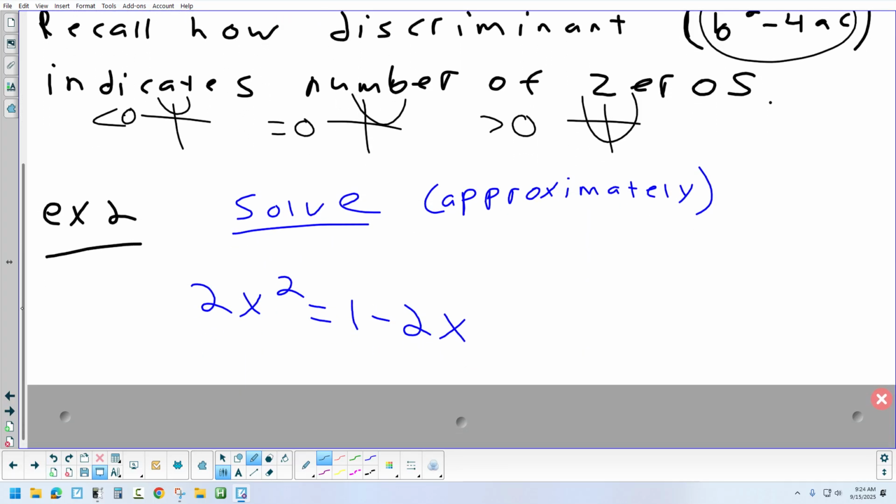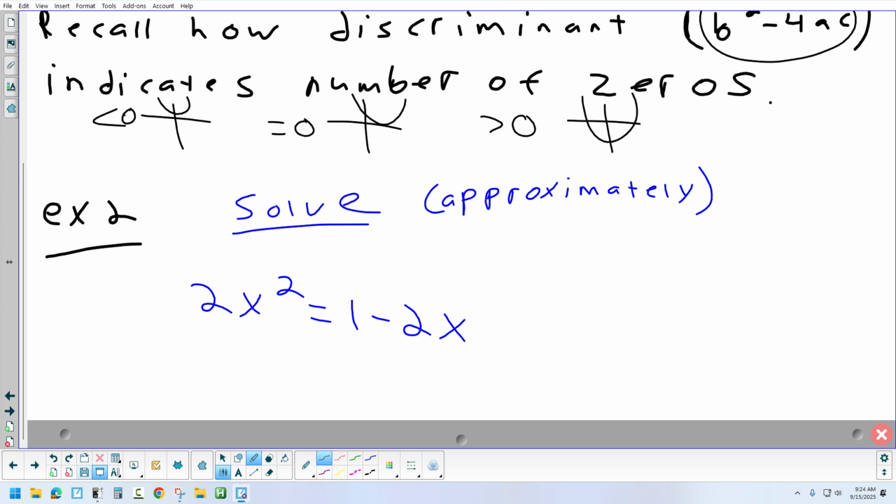Okay, so let's try this one. The directions say to solve approximately. That means we do not need to write the exact answer. With a quadratic, exact answers, if they're not factorable, require the quadratic formula or completing the square. Using the graphing calculator on a problem that doesn't factor will always give you a decimal. If it said exact answer, we'd want to look at factoring or the quadratic formula. But for approximate, we can use the graphing calculator.